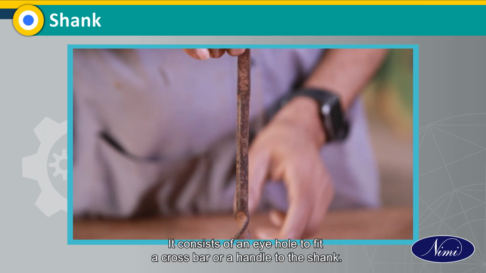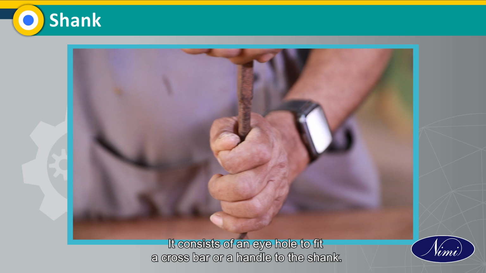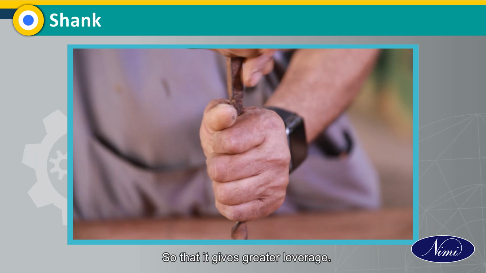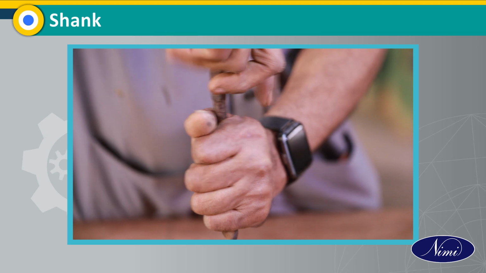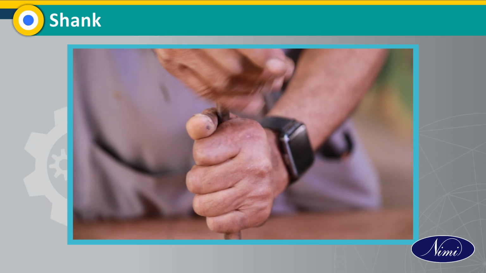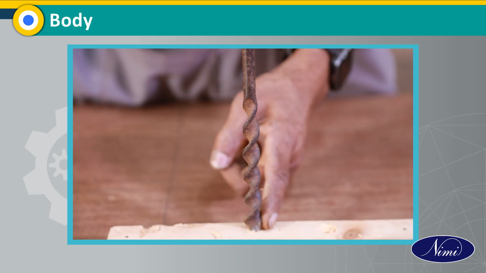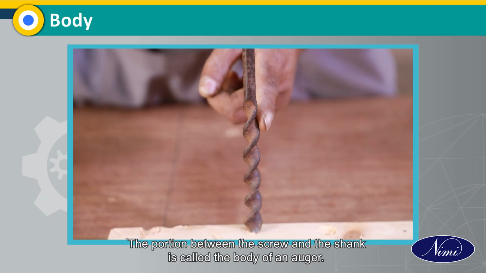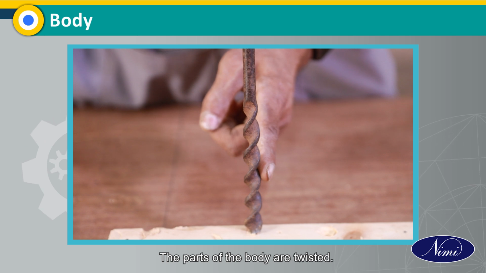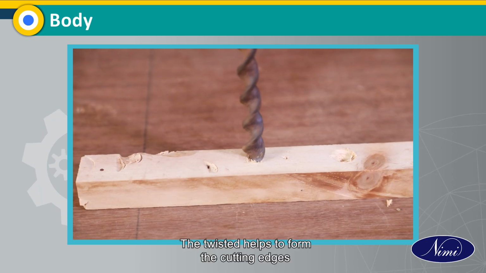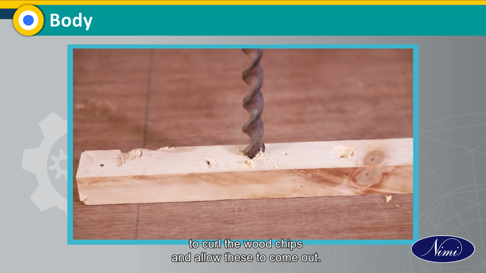Shank. It consists of an eye hole to fit a crossbar or a handle to the shank so that it gives greater leverage. Body. The portion between the screw and the shank is called the body of an auger. The parts of the body are twisted. The twist helps to form the cutting edges, to curl the wood chips and allow these to come out.